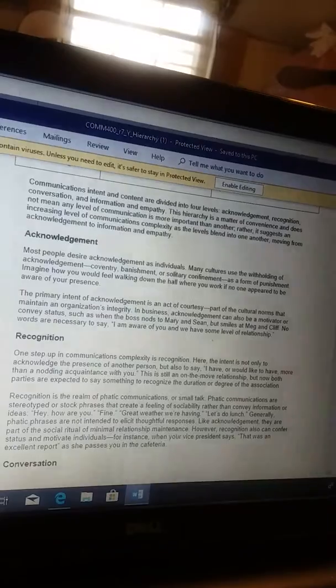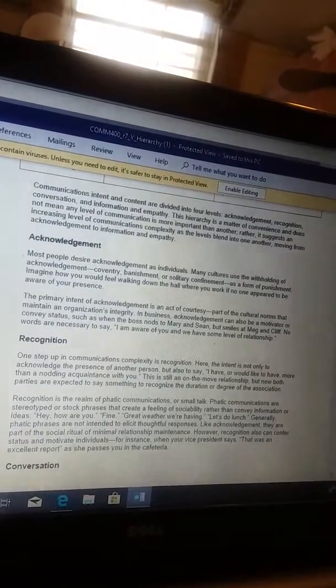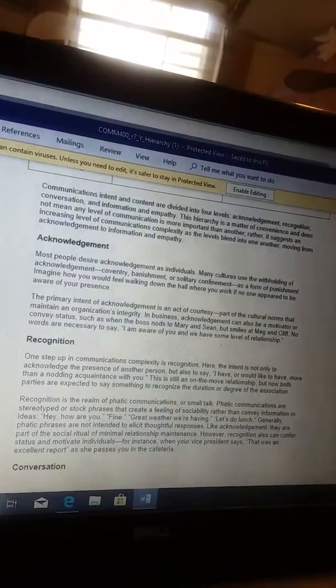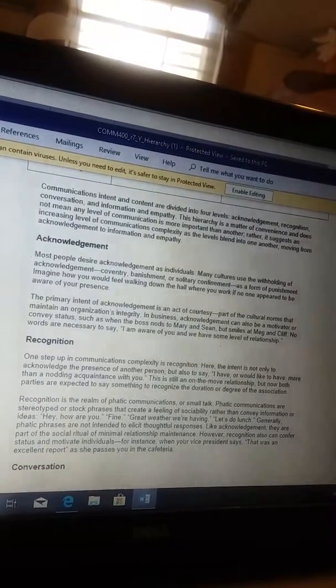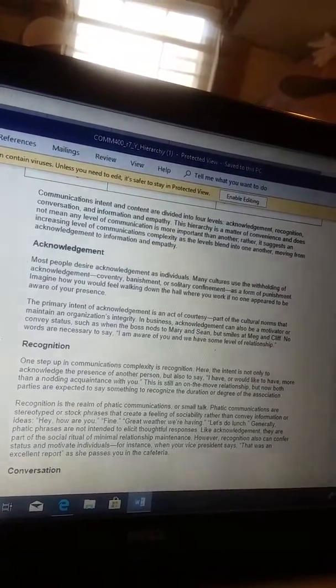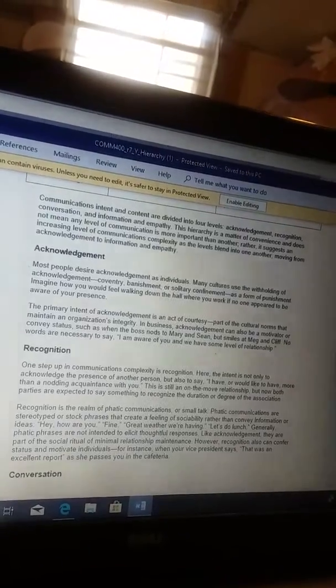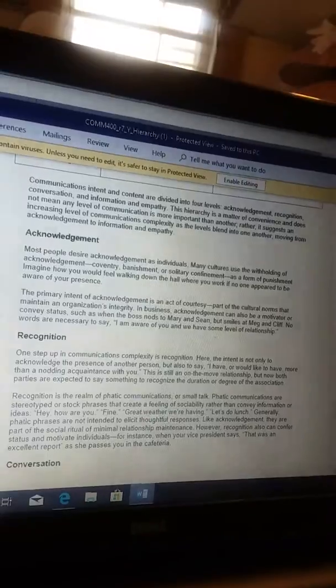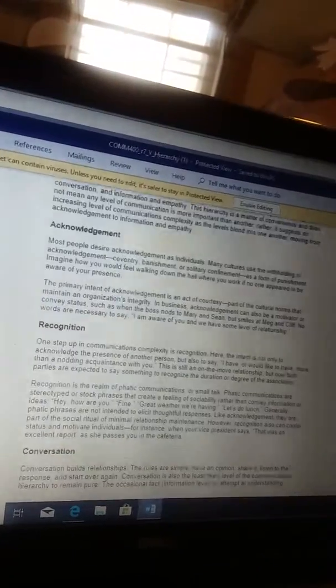However, recognition also can confer status and motivate individuals. For instance, when your vice president says, "That was an excellent report," as she passes you in the cafeteria. Conversation.